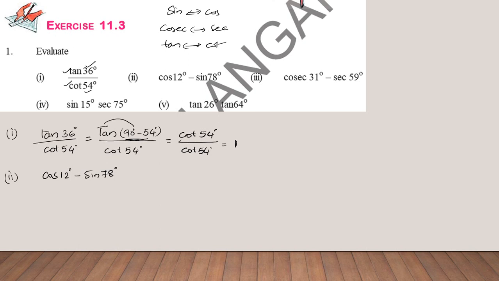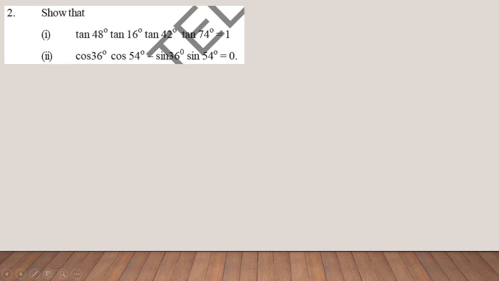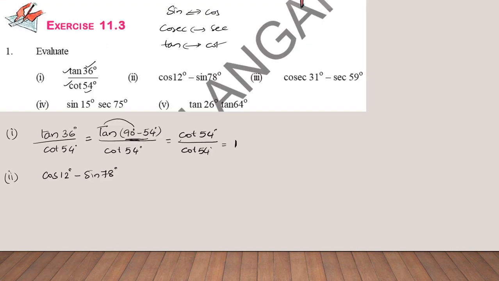Now here if you observe, cos and sine are complement to each other, so I can change 12 degrees as 78 degrees or 78 degrees as 12 degrees. So whatever it is, you can apply that. So cos of 12 I can write as cos of 90 minus 78 degrees, minus sine 78 degrees. Now cos of 90 minus theta, I can write as sine theta, so it is sine 78 degrees minus sine 78 degrees. Since both are equal, if you subtract, it will be equal to 0.